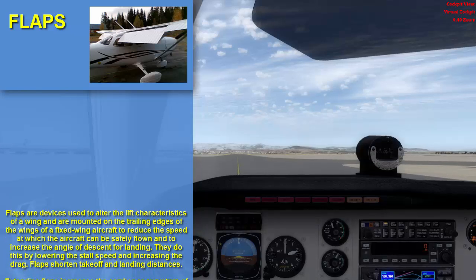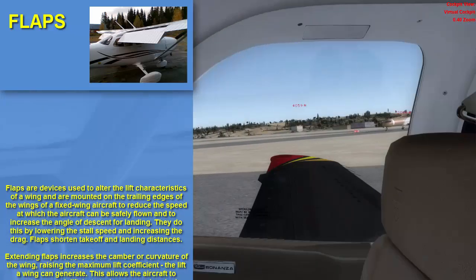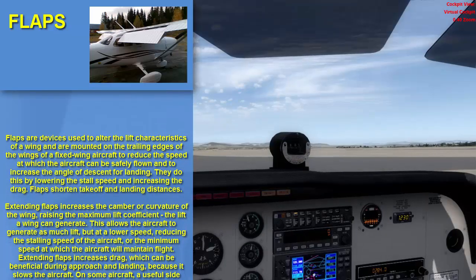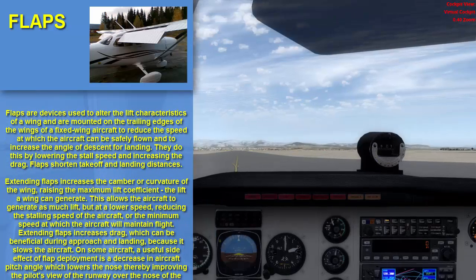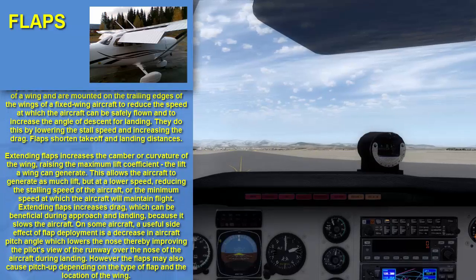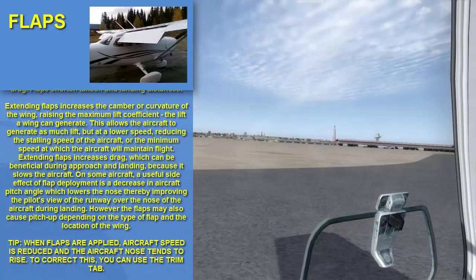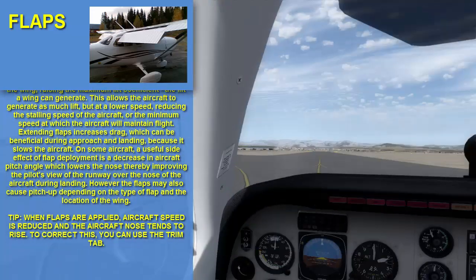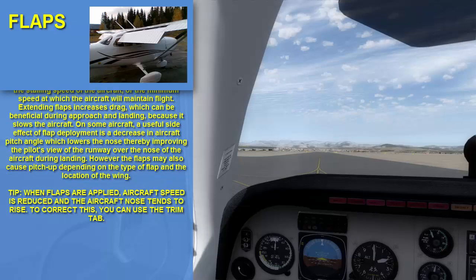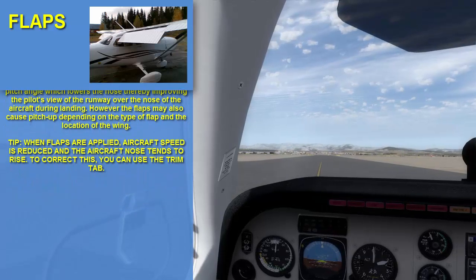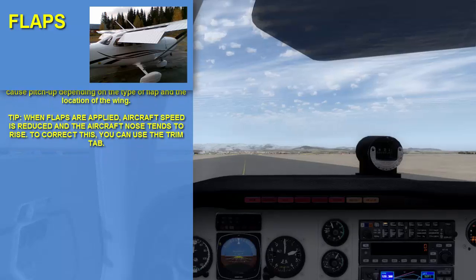And flaps, as you can read there, are devices used to alter the lift characteristic of a wing and are mounted on the trailing edge of the wings. The idea is that we reduce the speed. And I tell you the same here. Tip: when flaps are applied, aircraft speed is reduced and the aircraft nose tends to rise. To correct this, you can use the trim tab.